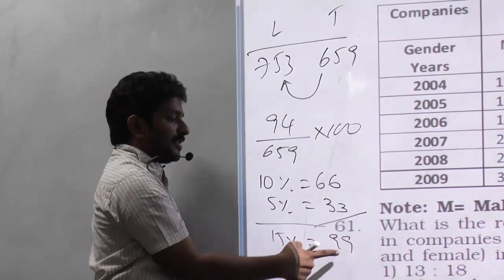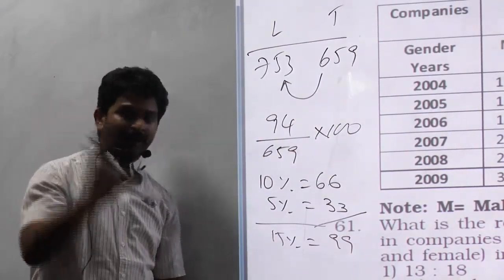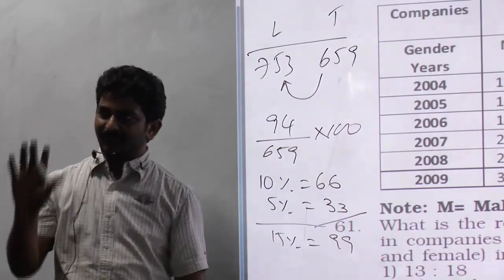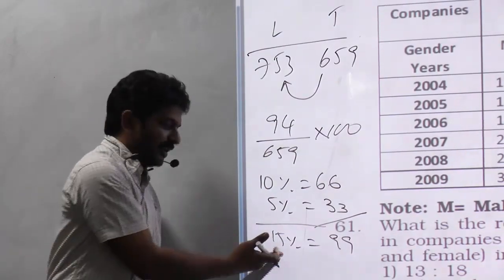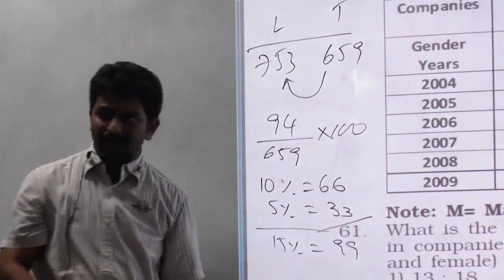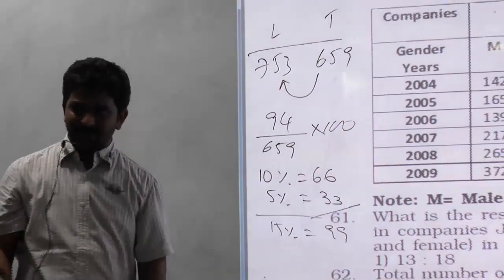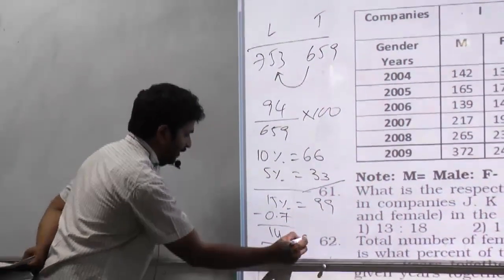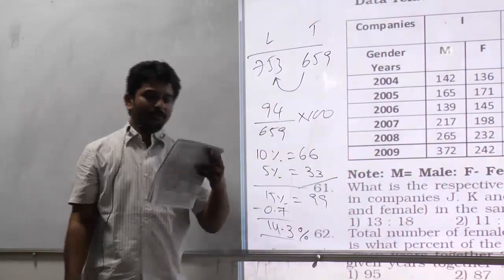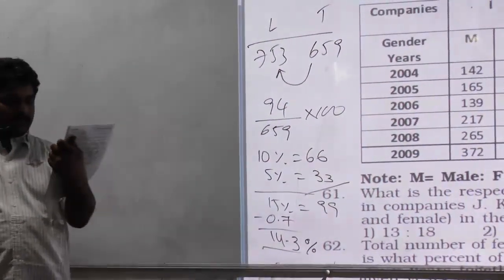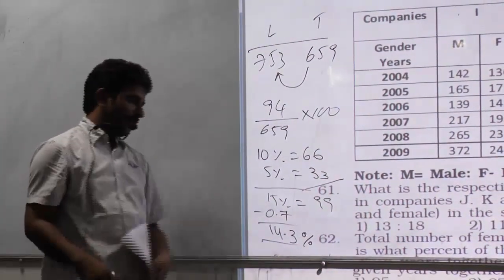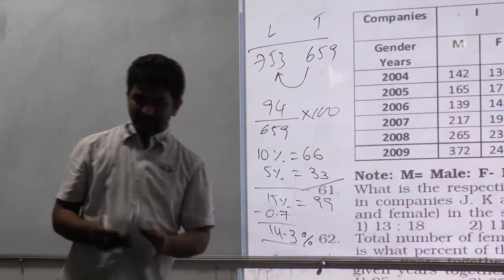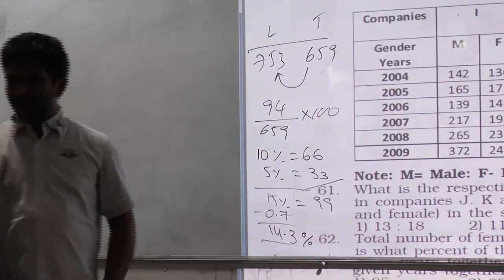How much we have? 94. Difference between 99 and 94? 5. What about 1%? Do you need to subtract 6.59 or 5? 5. So you need not even subtract 1%. Yes or no? Near about 0.8% or 0.7%. If you can subtract 0.7%, answer will be 14.3 or 14.2. 14 point something. Nearest integer aithe 14 అయిపోయింది. Clear? Right.